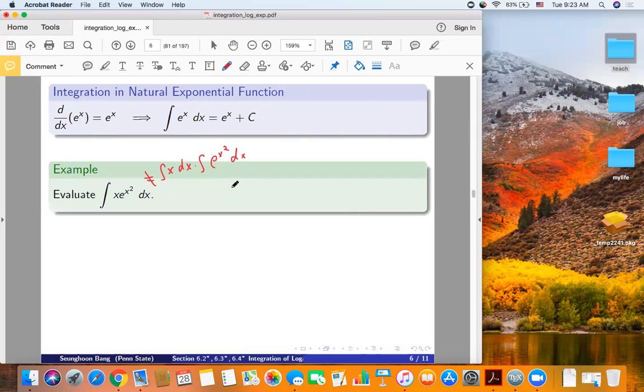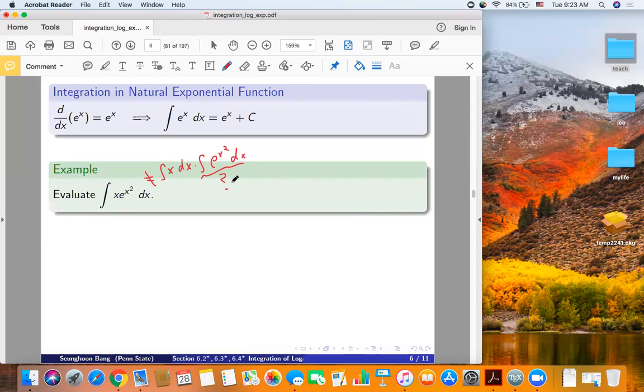Integration by parts? Not yet. If you try to solve this kind of problem, don't use integration by parts in chapter 6. In this case, you cannot use integration by parts because we don't know how to find the integral of e to the x squared. We don't know, so we cannot use integration by parts.